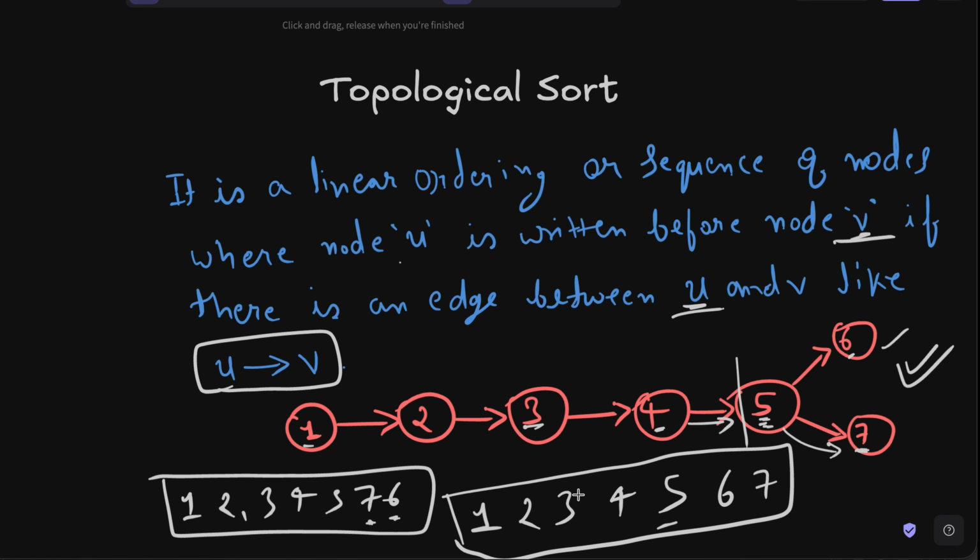Here we have 7 and 6. Here we have 6 and 7. The reason we could interchange these two numbers is because there is no edge between 6 and 7 directly. This edge does not exist. So it doesn't matter in which order we write them. So here we started from the ending node, the leaf nodes.